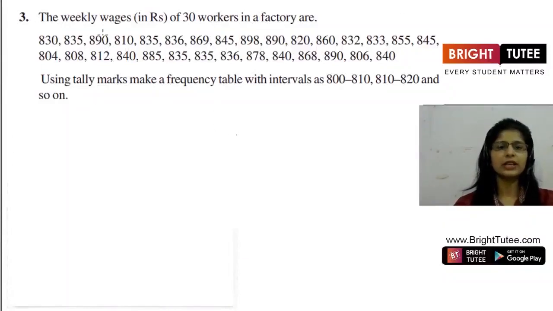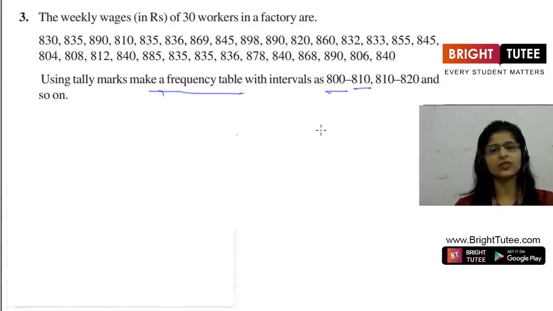Here what we have to do is the weekly wages, in rupees, of 30 workers in a factory. So this is the wage of 30 workers, right? Using tally marks, make a frequency distribution table with intervals 800 to 810. So we have to take the class interval of size 10, 810 to 820 and so on, and we have to make a table on it. Right, just a frequency distribution table using the intervals. We don't have to draw anything. The question is just asking us to make a frequency distribution table.